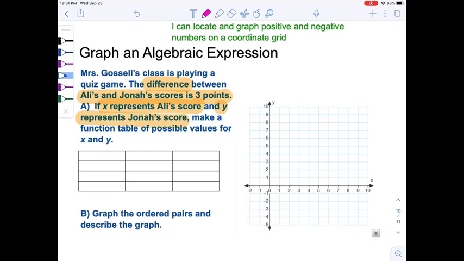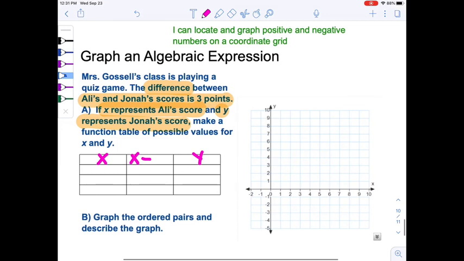So here's a function table. A function table has an x column, a function rule, and a y column. So I'm going to start with my x. My y is going to go on the right, and then our rule goes in the middle. So we know the difference between their score is 3 points. I'm going to write that as x, because that's Allie's score, minus 3, which is going to tell us what Jonah's score is.